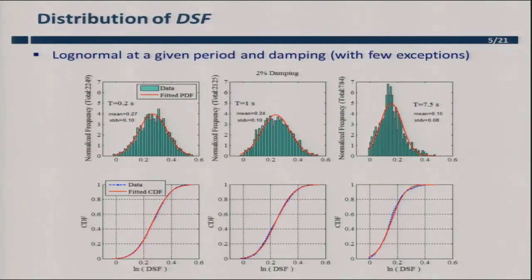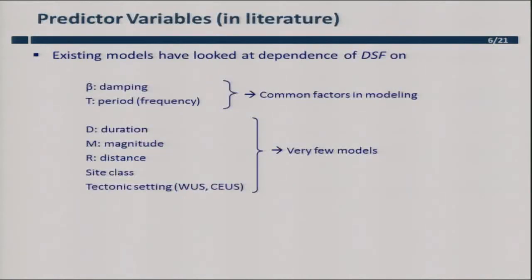So it turns out that distribution of DSF can be approximated as a log normal distribution at a given period and damping ratio. In this slide, you see an example at a 2% damping ratio and 3 different periods, 0.2, 1, and 7.5 seconds. What you see here is the data for natural log of DSF and a fitted normal distribution in red. And on the top, you see the normalized frequency diagram. On the bottom, the empirical CDF. This basically shows that log normal assumption is very reasonable in our study.